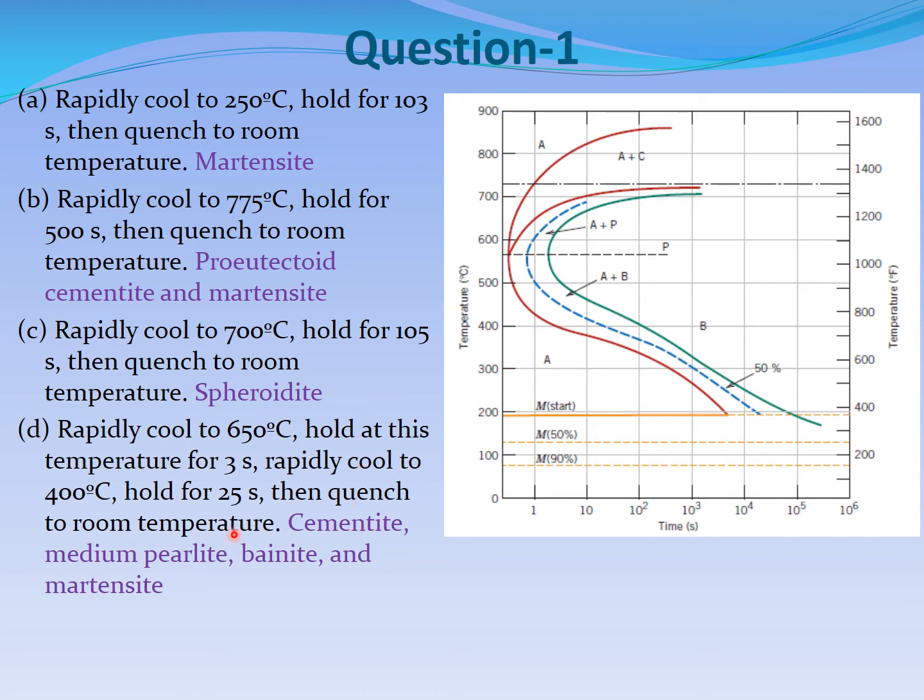So cementite, medium pearlite and bainite will have already been formed, right? And some martensite will also be formed.